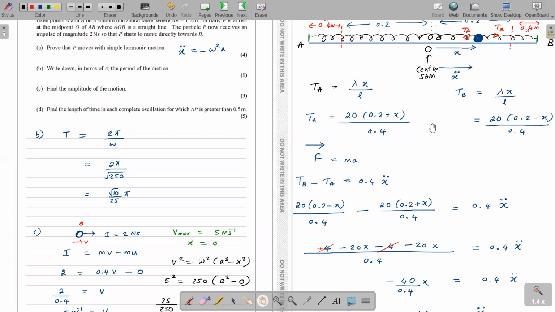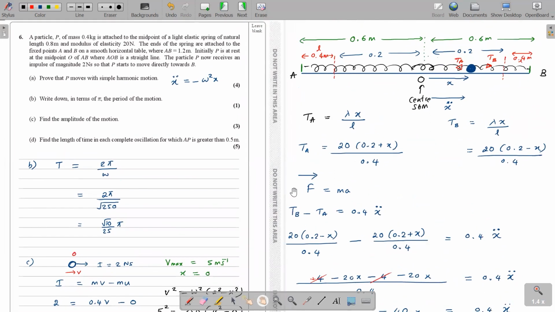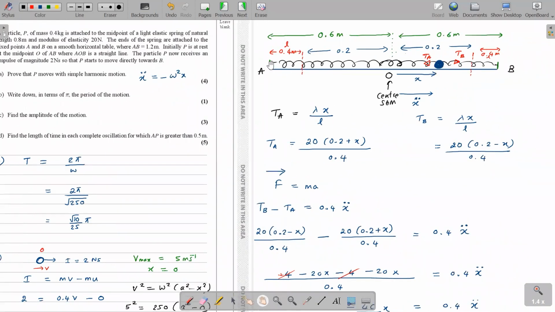Find the length of time in each complete oscillation for which AP is greater than 0.5. Okay, so you're supposed to find the length of time in a complete oscillation where the AP length is higher than 0.5. Okay, so what are we basically finding? AP is higher than 0.5. How do we find the length of time where AP is greater than 0.5?